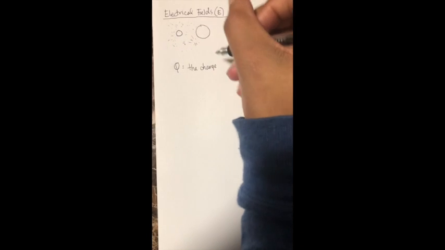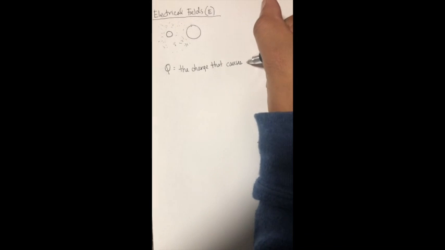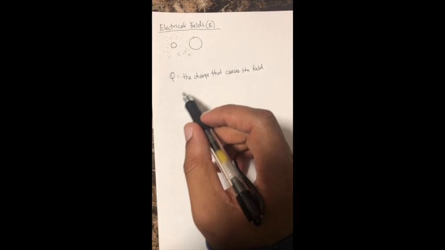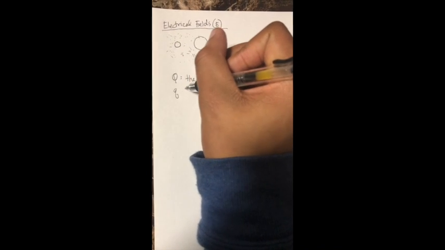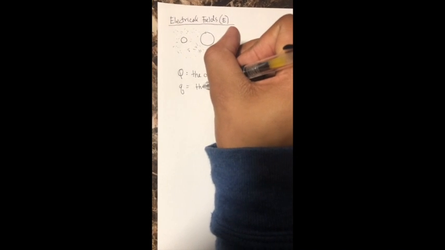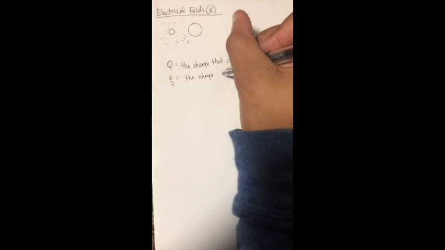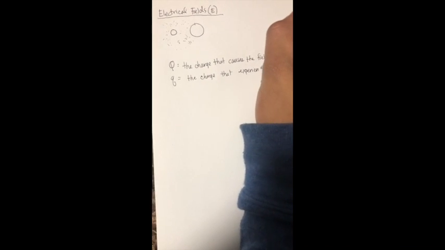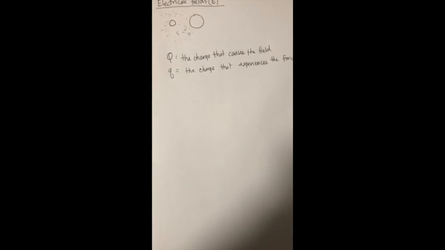So now we have big Q, and big Q is the charge that causes the field. So it's the one that's causing the field. And then we're going to have little q, which is the charge that experiences the force.